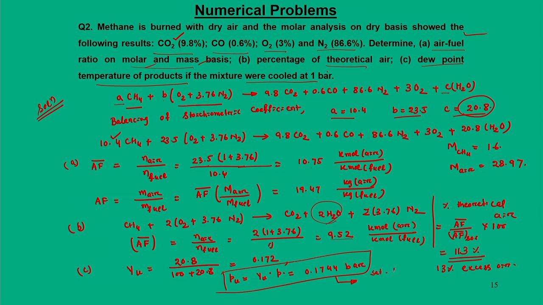So, we know this partial pressure, and corresponding to this partial pressure, we refer to the saturated pressure table for water, and this will give you a temperature of approximately 60 degree centigrade. So, when these products are cooled at 1 bar, water will form dew, and this dew point temperature is 60 degree centigrade at that partial pressure.